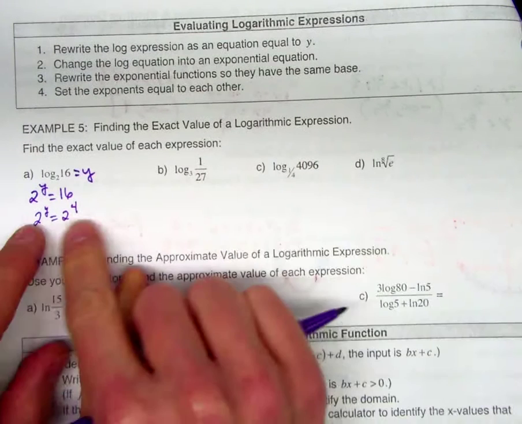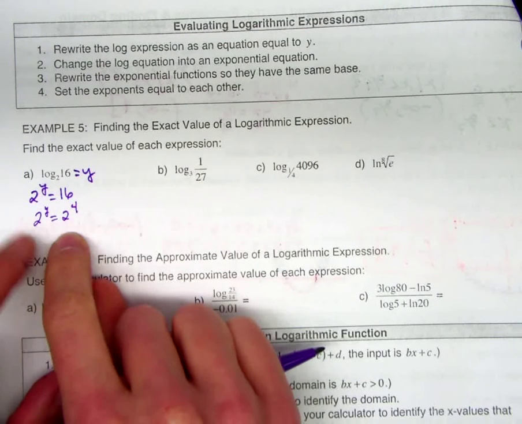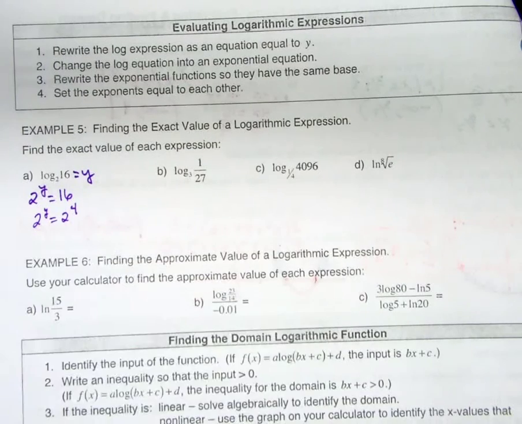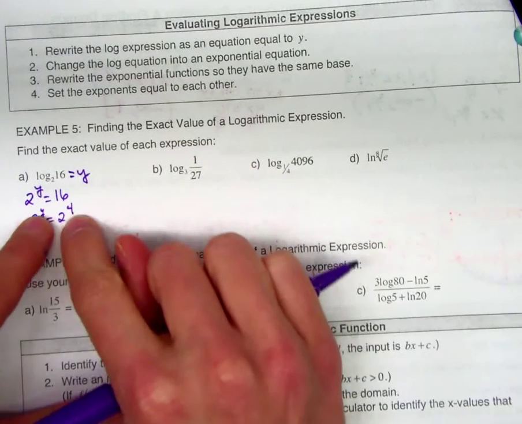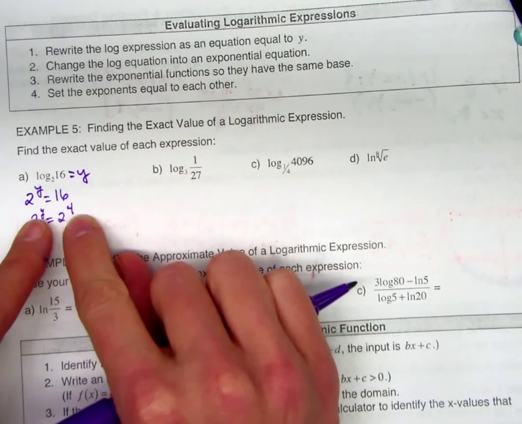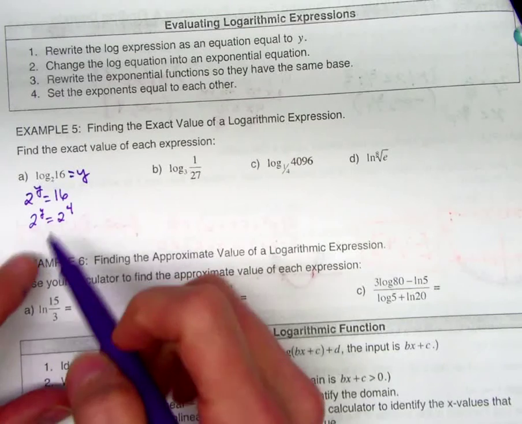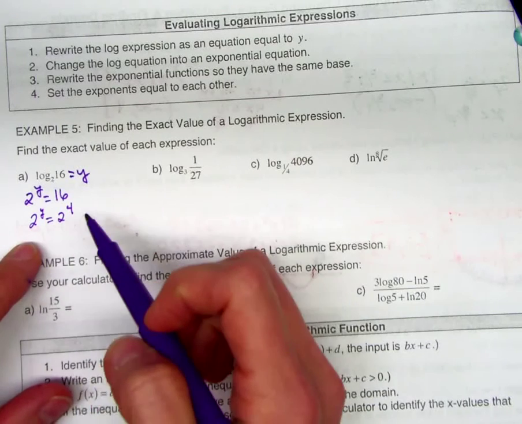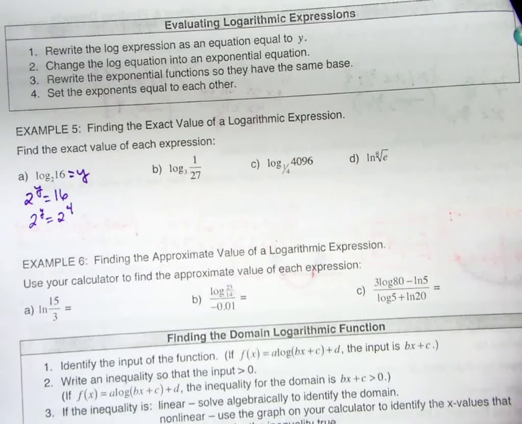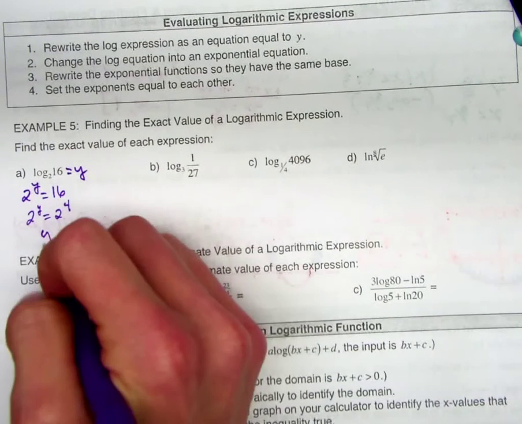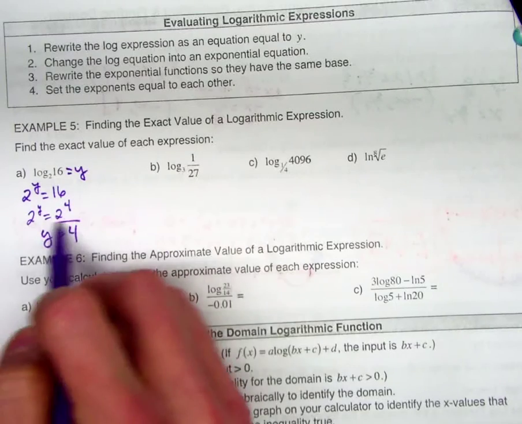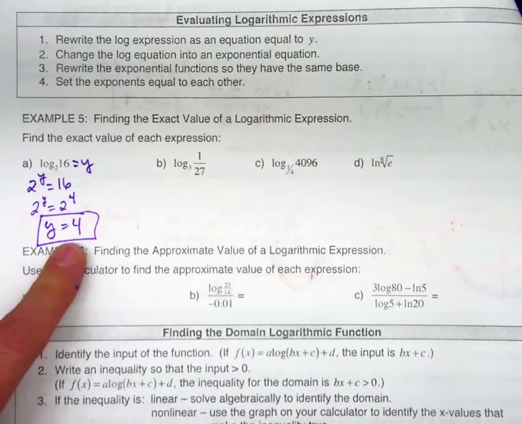All right. Now the convenience of having the same base here is that if we have the same base to a power and they are equal, what do we know about the exponents? They have to be the same. Does everybody agree? So 2 to the y equals 2 to the 4th. And what does y have to be? It has to be 4. So y equals 4.